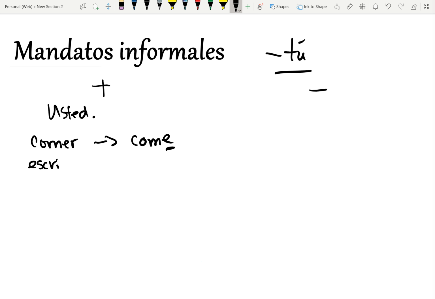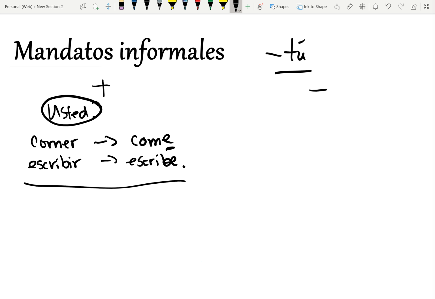Escribir, it would be escribe. That's it, right? Just the usted form of the same verb. Except in the exceptions, there are several of them.